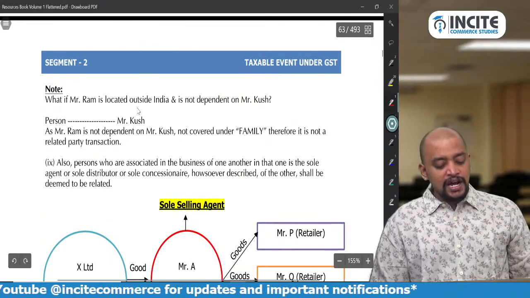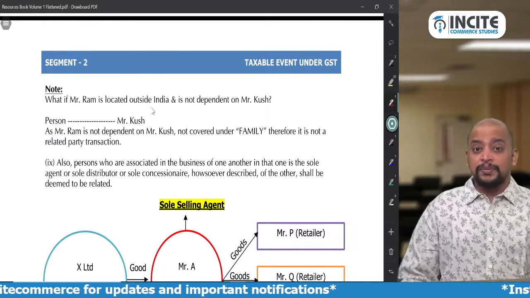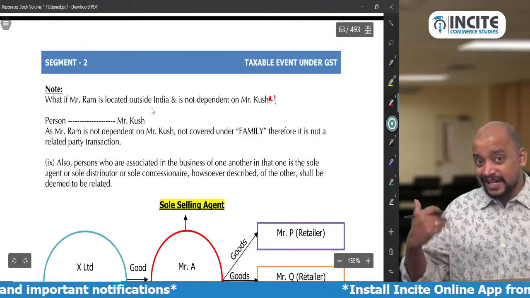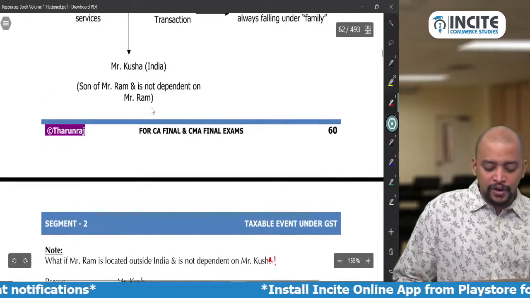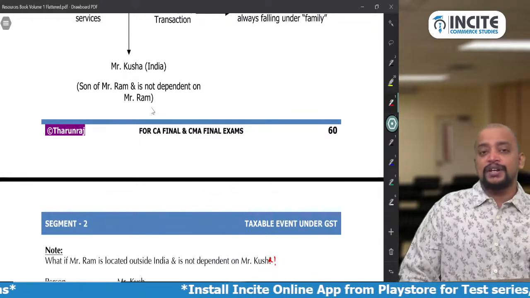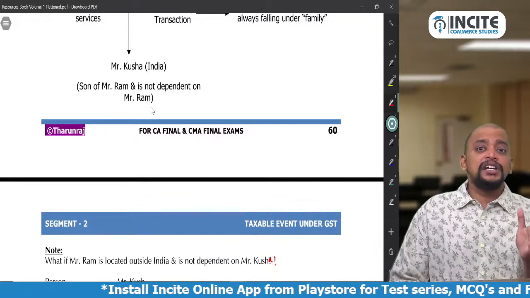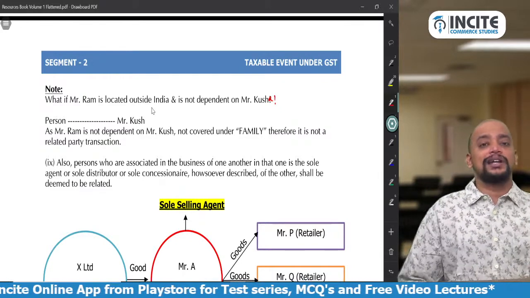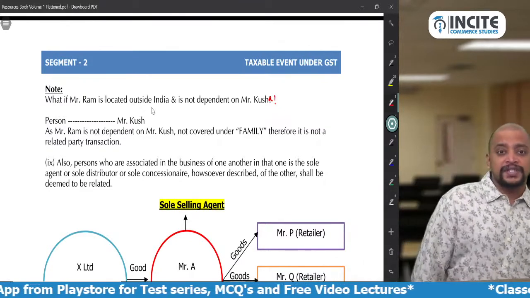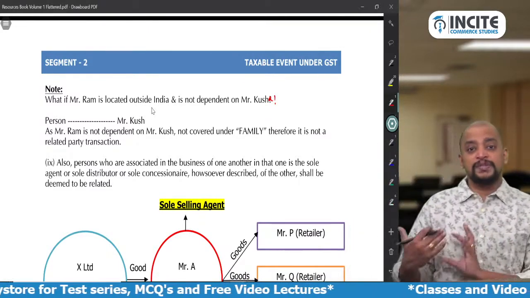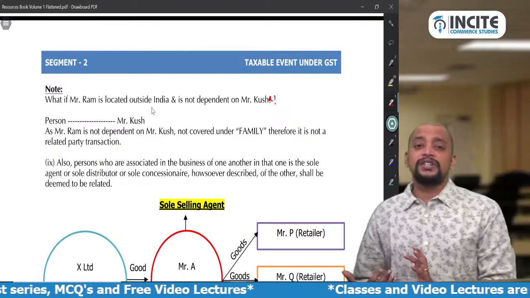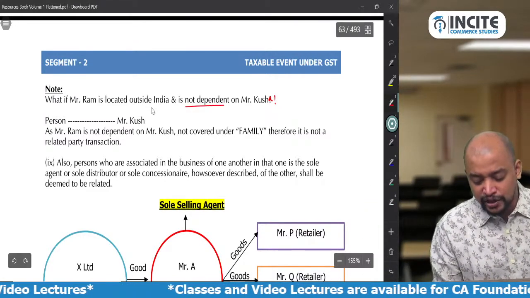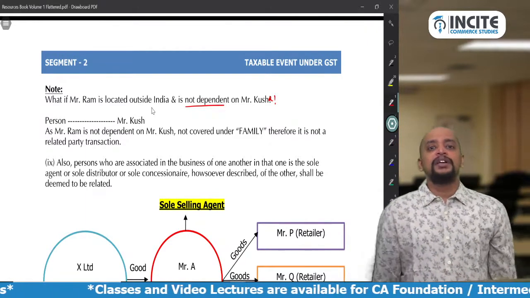Now, what if Mr. Ram is located outside India and is not dependent on Mr. Kusha? Now, from whose perspective do we need to interpret? Kusha's perspective. Why? See, for import of services, we need to see from the recipient's perspective. Mr. Ram is located outside India and his son is located in India. Now it's an import of service. In case of import of service, we need to see from the recipient's perspective. So from Mr. Kusha's perspective, his father will be family only if he is dependent. But in this case, his father is not dependent on him. When his father is not dependent on him, it's not a related party transaction.